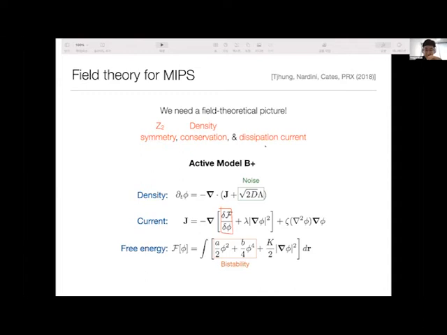So this F is the free energy, and phi is the density. So this is like a functional derivative of free energy at a given location in space. And the current arises from the gradient of that guy. So actually this functional derivative is more like a chemical potential here, and the current arises from the chemical potential gradient here.